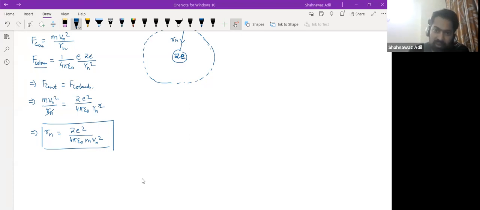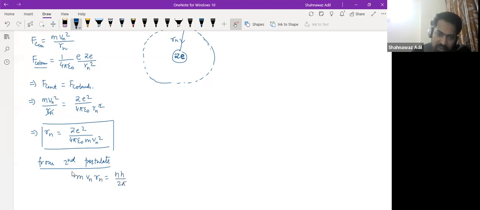So Aisha is saying angular momentum, the second postulate. So can we use the second postulate? From the second postulate, what do we have? We have m v r equals n h by 2 pi. This is the second postulate, right?